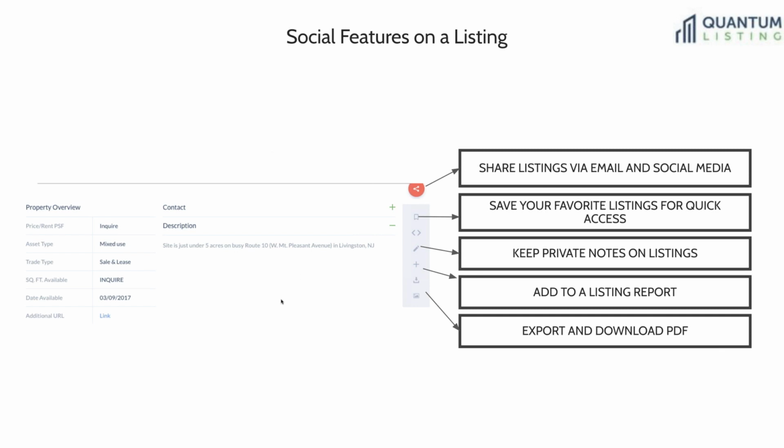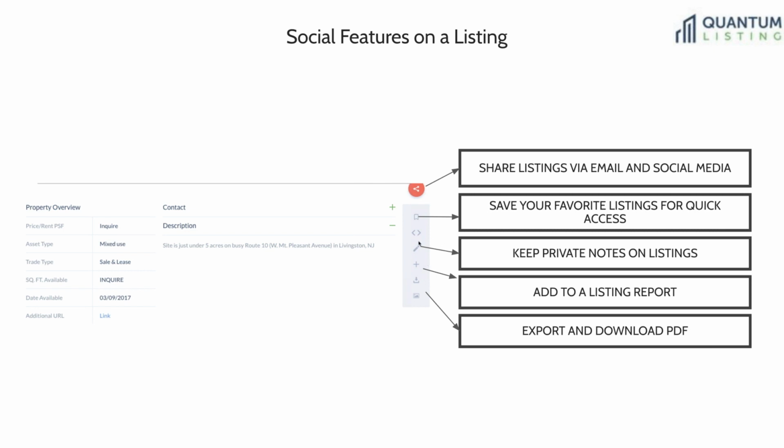And what you're looking at now is the social features on listings. Similar to what we just saw on the previous slide, there's the sharing icon. In this case, it's red, but you'll notice the 3 dots connected by the 2 lines. You'll be able to see that you can share your listing to Twitter, LinkedIn, and Facebook, as well as share it via email, and also have it on an iframe so you can post it on your website.